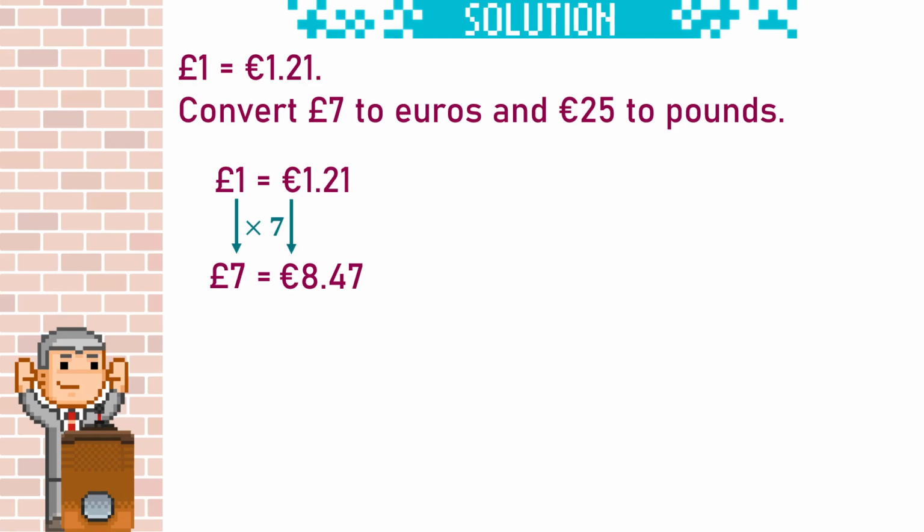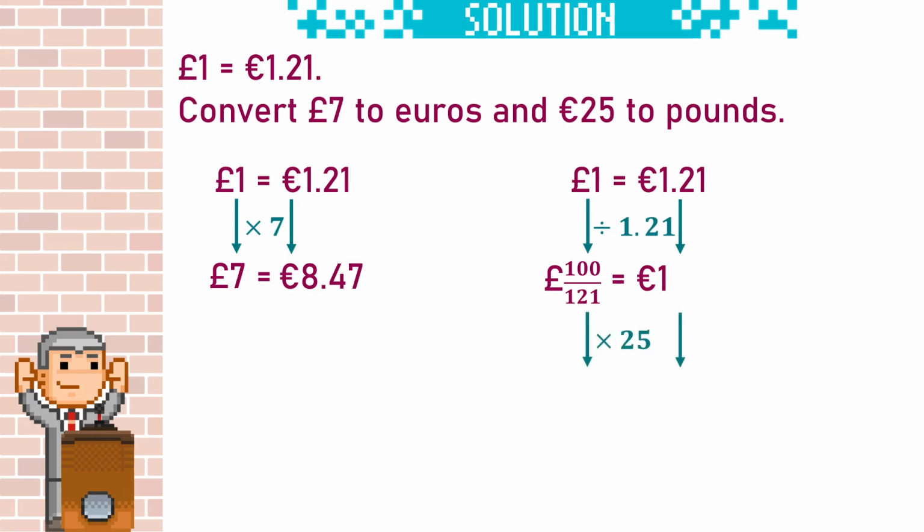Next, we need to convert 25 euros to pounds, but our conversion is really set up to convert pounds, so we need to sort out the conversion first. What we can do is divide both sides by 1.21. That gives us €1 on the right hand side now, and 100 over 121 on the left hand side. To get 25 euros, we then just need to multiply by 25. So 1 times 25 is 25 euros, which is great, that's what we want. And 100 over 121 times 25 is going to be £20 and 66 pence.